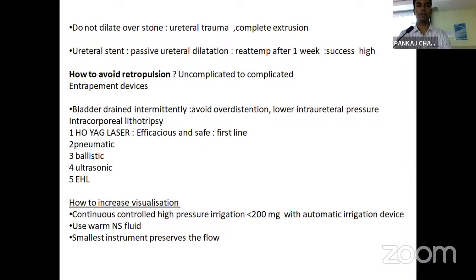You should not do dilatation over the stone because it may lead to ureteral trauma and complete exclusion. Ureteral stents: passive ureteral dilatation is done with a stent, and the attempt is made after 1 day, which has a high success rate even in a complicated case. Entrapment devices are used. The bladder is drained intermittently, which avoids overdistension and lowers intraureteral pressure.